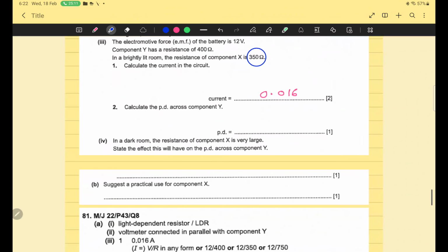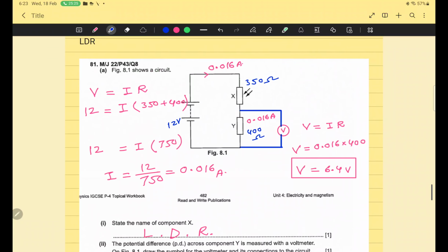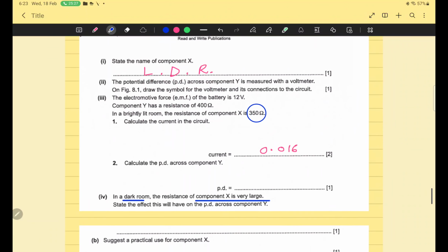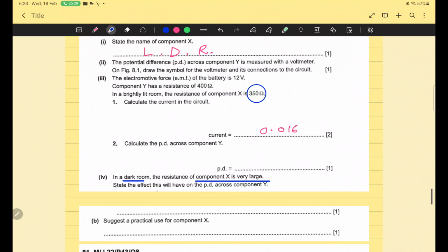And now the last part. In a dark room, the resistance of component X is very high. Okay, LDR resistance is very high. State the effect this will have on the PD across component Y. Sir, simple, X and Y.